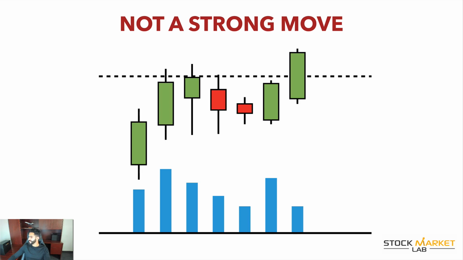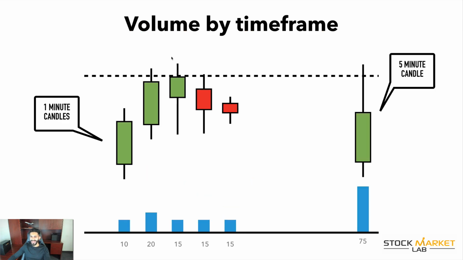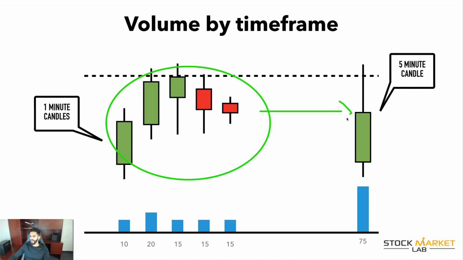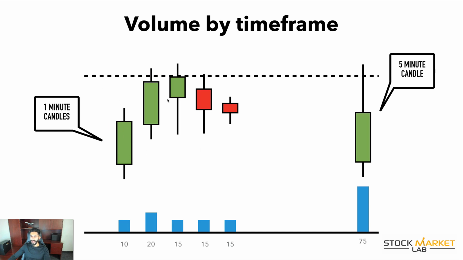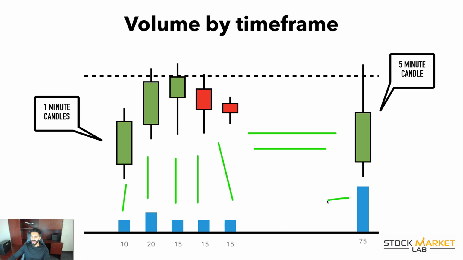Now, volume by time frame. If you look here, we're looking at the 1 minute candles. Remember, 5 1-minute candles equates to 1 5-minute candle. Obviously, if you're looking at 5 1-minute candles, if the volume is, let's say, 10, 20, 15, 15, 15, and we go to a 5-minute candle, the 5-minute candle will calculate all of the volume that was in the past 5 candles, right?